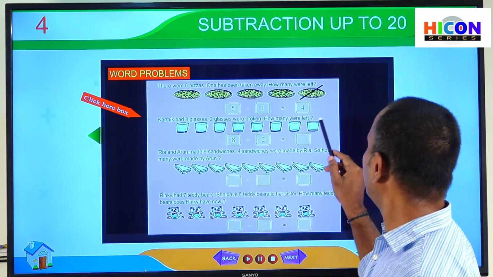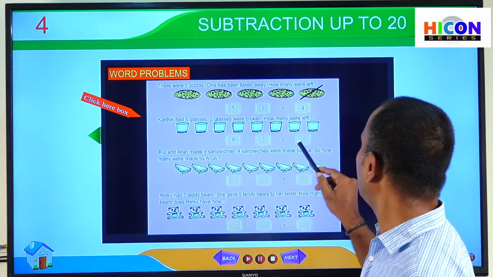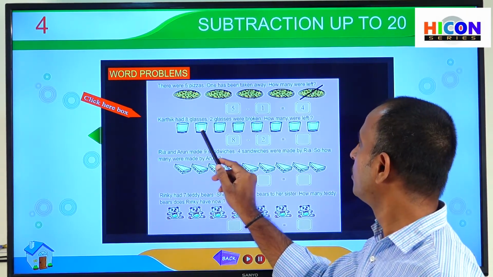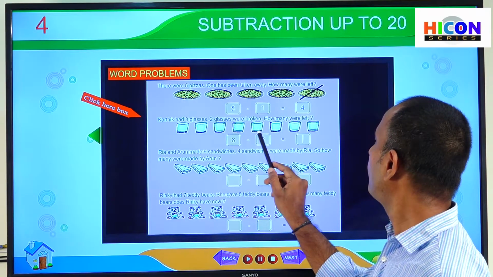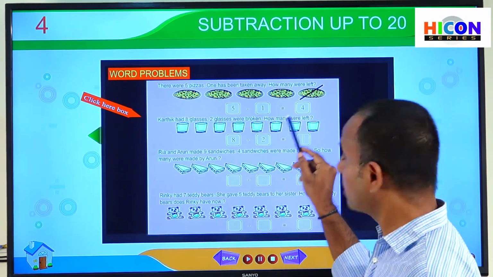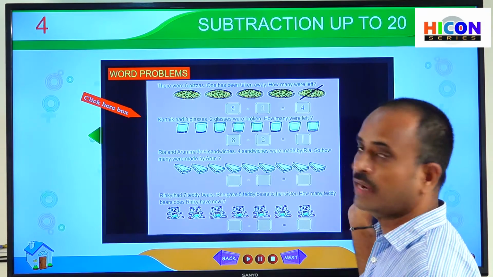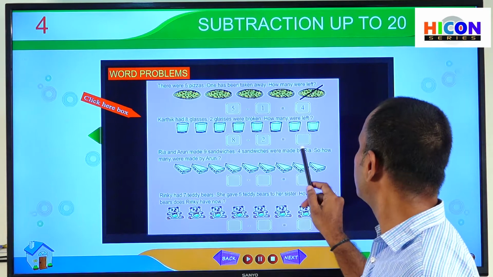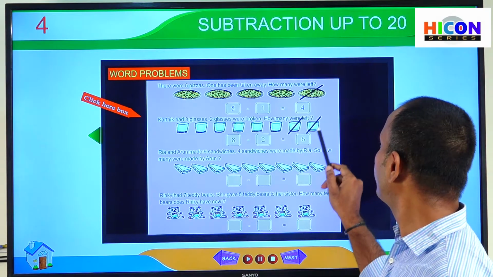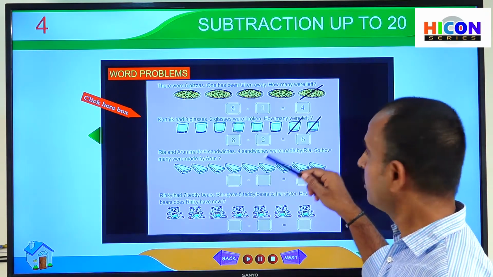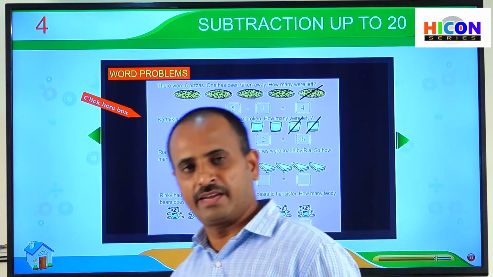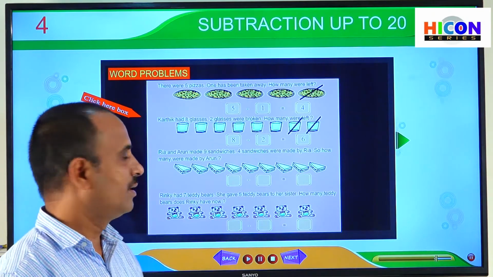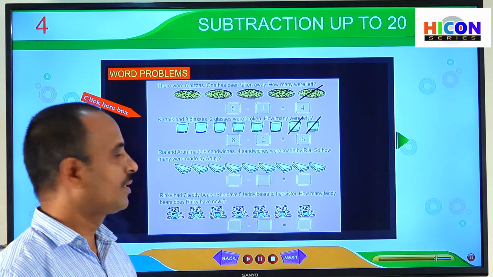So if you take away 2 glasses, that means if you strike off 2 glasses, how many glasses will be left there? So let us count 1, 2, 3, 4, 5, 6. So 6 glasses will be left after subtracting 2 from the 8 glasses. The answer is 6. So write 6 in this box. The children observe carefully. 2 glasses were broken. That means 2 glasses are taken away. And how many glasses are there? 6 glasses.